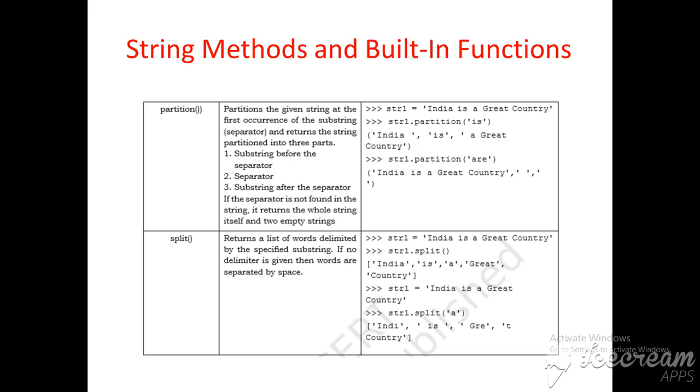Here the output is India, then the separator, then the rest, a great country. So it returns a string with three partitions: left side, then separator, then right side. So this is the use of partition.